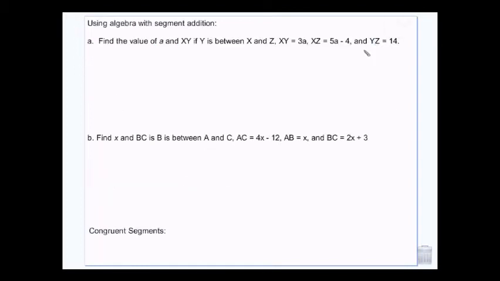In this section, we're going to use algebra now with the segment addition. And so this is going to combine a couple of skills. It's going to combine algebra with segment addition with being able to draw the geometric picture based off of the description. Okay, so we want to find the value of a. So this is our unknown. This is what we're looking for.